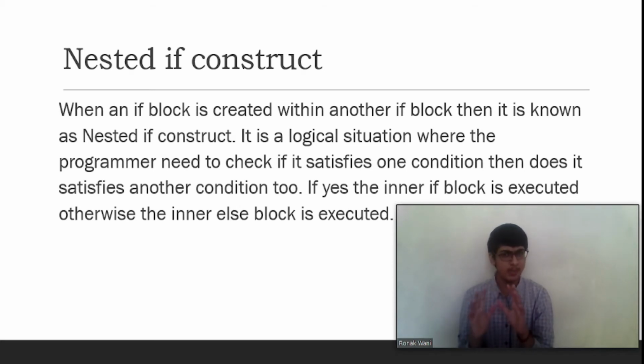What do I mean by this explanation or definition? It simply means that when you need to check a condition inside a condition, you check if the input is satisfying one condition, and then whether it is satisfying the second condition also. If it is satisfying the second condition, then one output will be given. If it is not satisfying the second condition, then a different output will be given. So this is nested if construct.